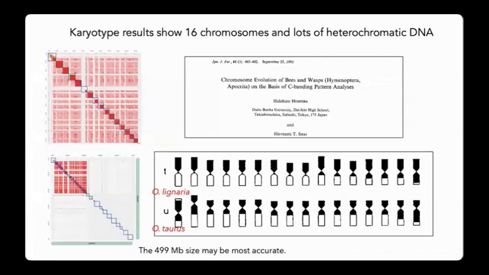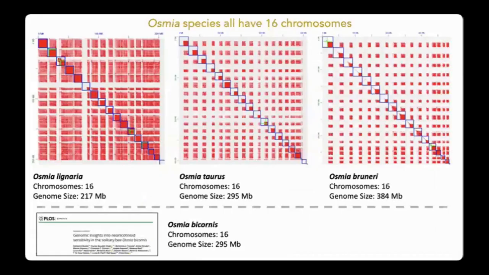The karyotype information also confirms that Osmia species tend to have 16 chromosomes, which is the number we recovered from the Hi-C data. This is also shown by comparing the genomes of several other Osmia species. So the genomes of four different species of Osmia, Osmia lignaria, Osmia taurus, Osmia bruneri, and Osmia bicornis, all have 16 chromosomes based on the Hi-C mapping data.